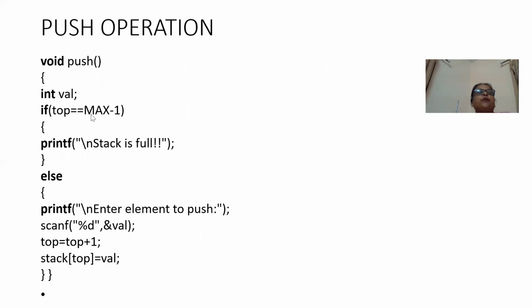wrong choice. Push operation: void push, int value. If top is equal to max -1, printf stack is full. Here we take max -1 because an array takes its first index from 0. If it is not full, else take a value from the user, increase top, and put the value into stack top.